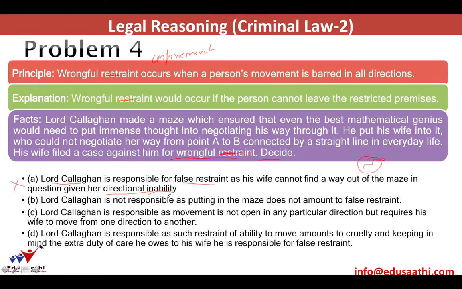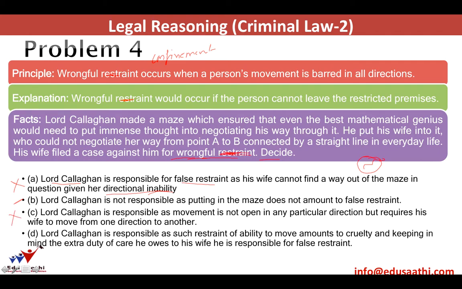B: Lord Callaghan is not responsible, as putting into the maze does not amount to false restraint. So this can be an answer. It's a maze, not a circumscribed limit, which would not amount to wrongful confinement. C is: Lord Callaghan is responsible as the movement is not open in any particular direction but requires his wife to move from one direction to another. No, this is not the answer.